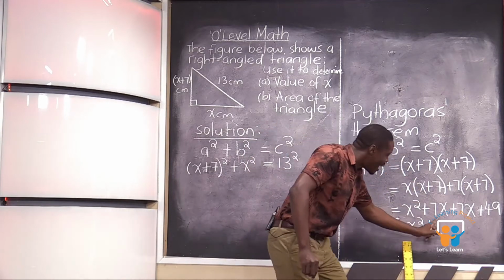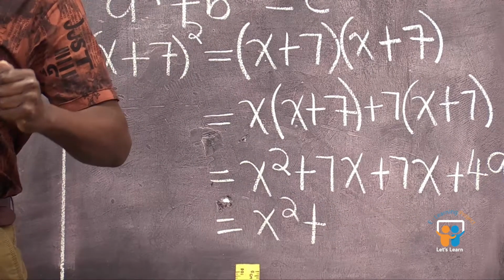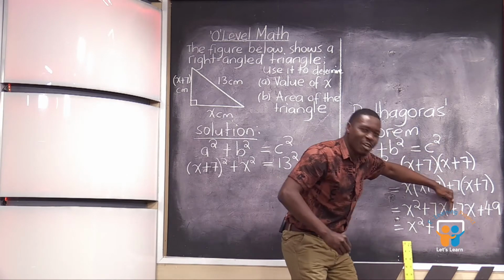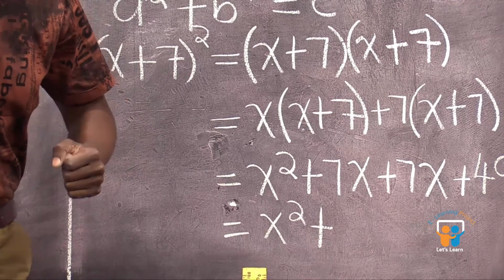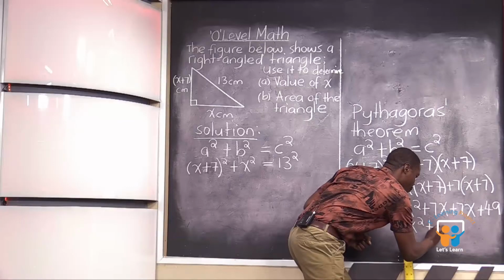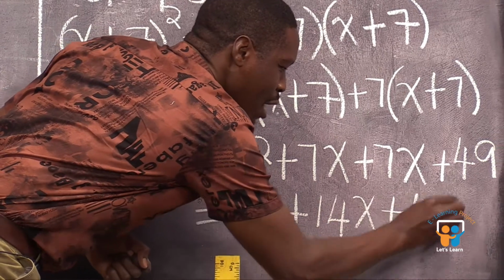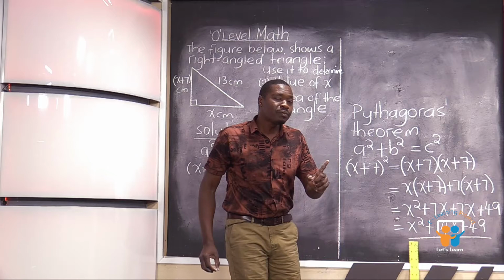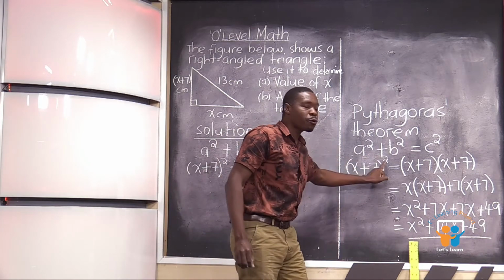It is 7x plus 7x. Someone again is telling me 49. It is not a 49. 7x, we are adding on another 7x. Very good. To give us a 14x. So we write our 14x there. And then plus our 49. That is our expansion. The expansion of x plus 7, which was squared.